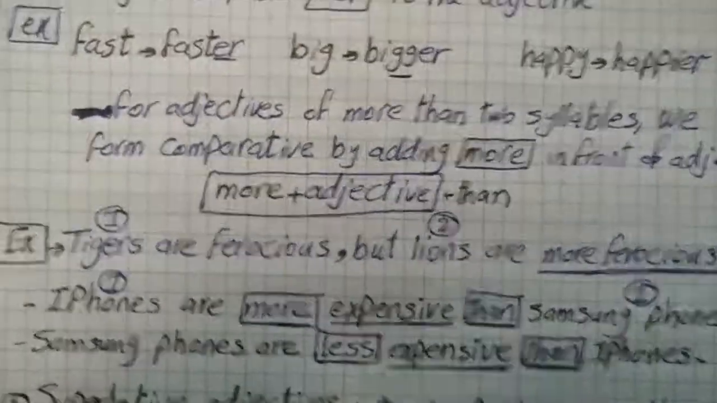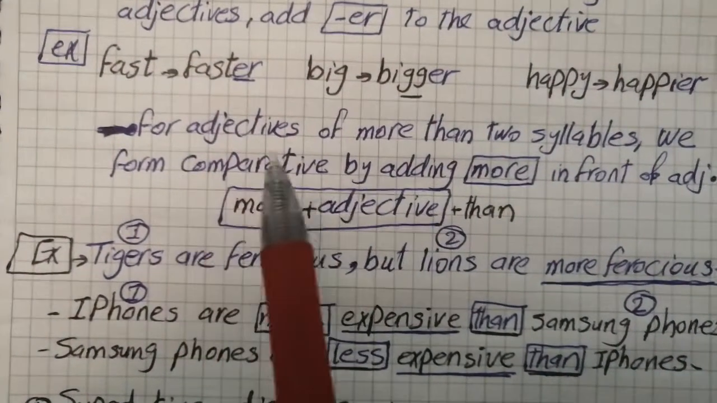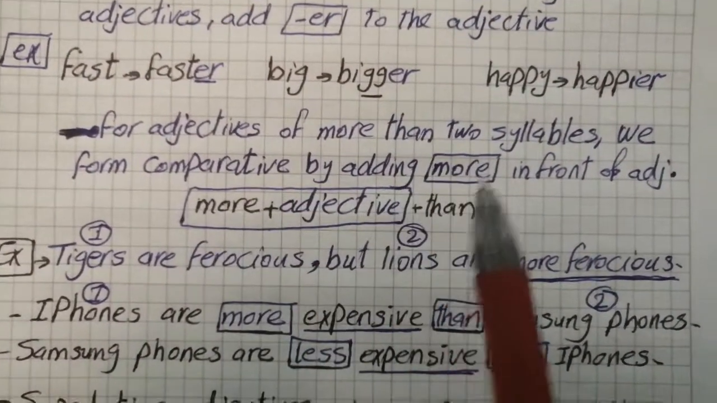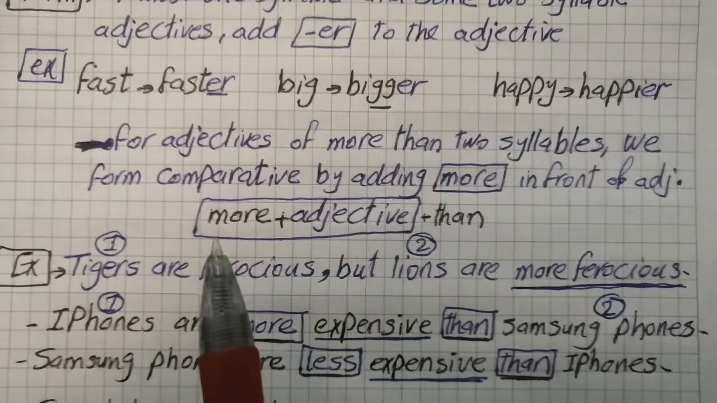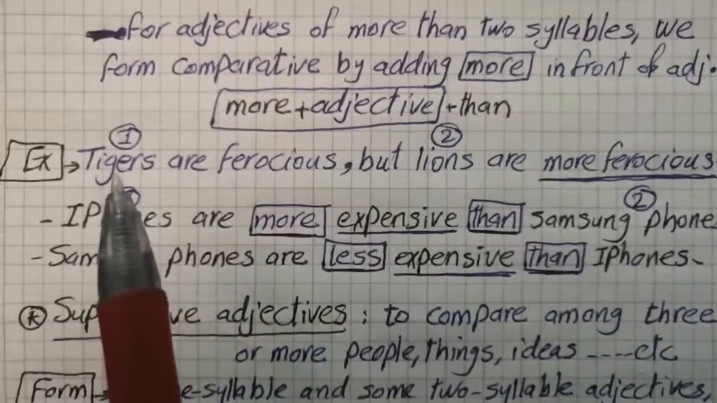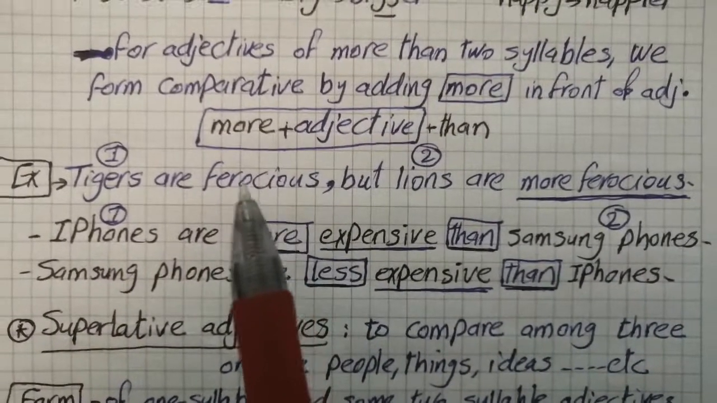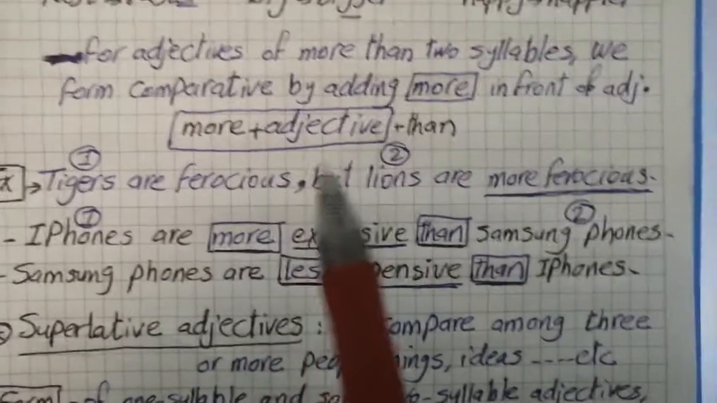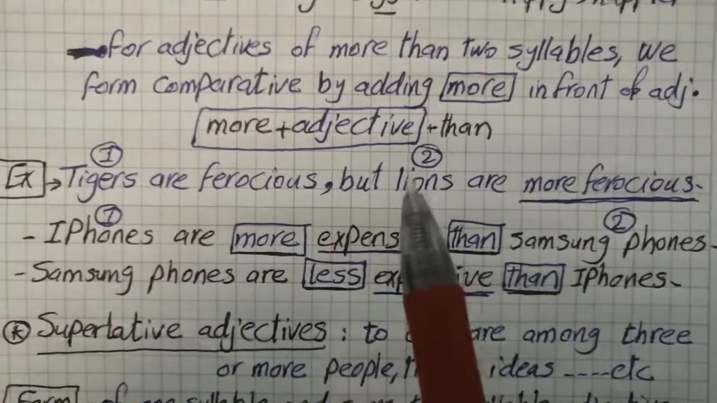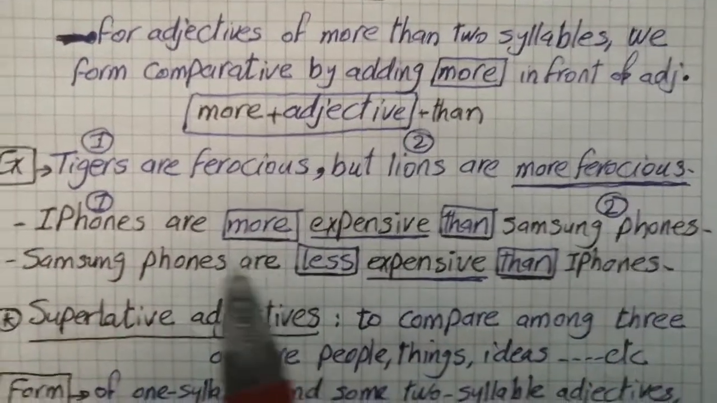But for long adjectives with three syllables or more, meaning adjectives of more than two syllables, we form the comparative by adding more in front of the adjective. So the form is more plus the adjective. For example, if I say tigers are ferocious, ferocious is a long adjective, more than two syllables. But lions are more ferocious. So we compare lions and tigers here. So we use more plus the long adjective.